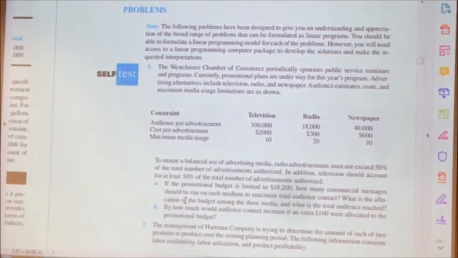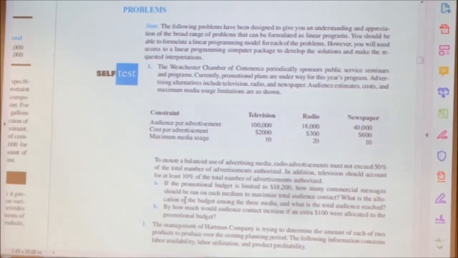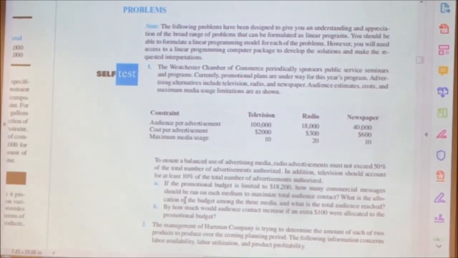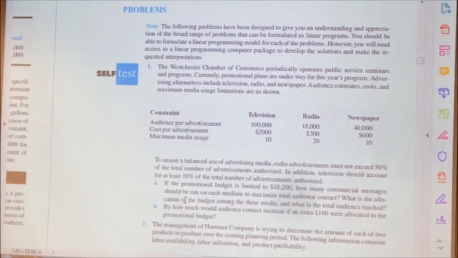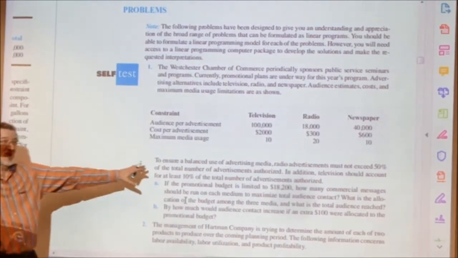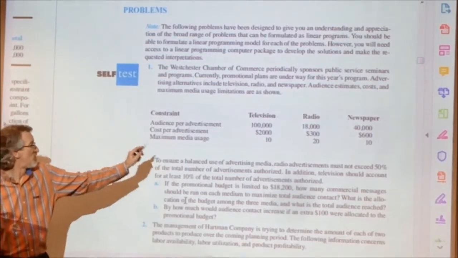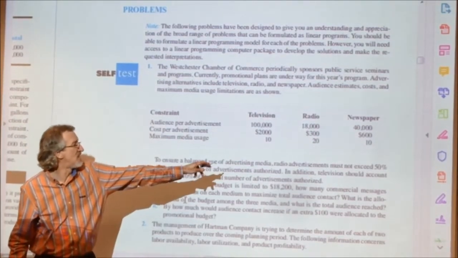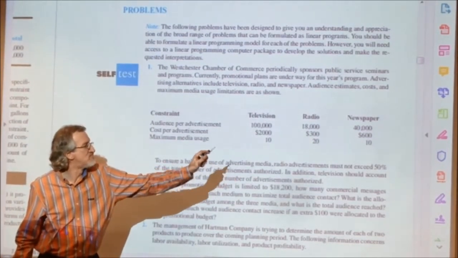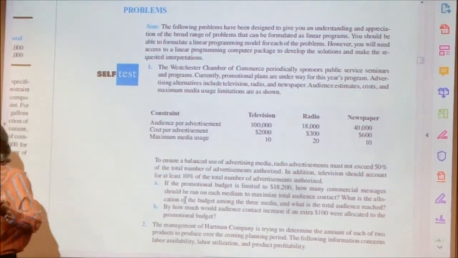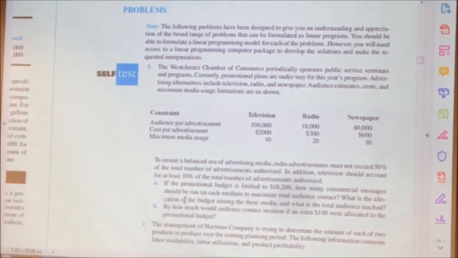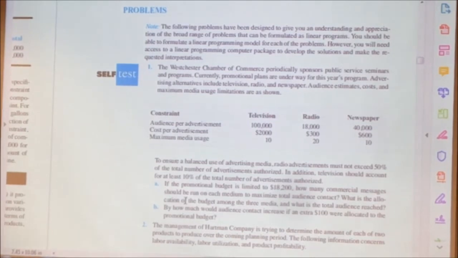Everybody read the book, by the way. It's on page 189, problem number 1 at the end of your chapter 4. I just have an older edition here that I found on PDF. You ready? Here's your first one where I want you to write it as it reads. This is the easiest way to do it. To ensure a balanced use of advertising media, radio advertisements must not exceed 50% of the total number of advertisements authorized. Let's go just the way it reads.